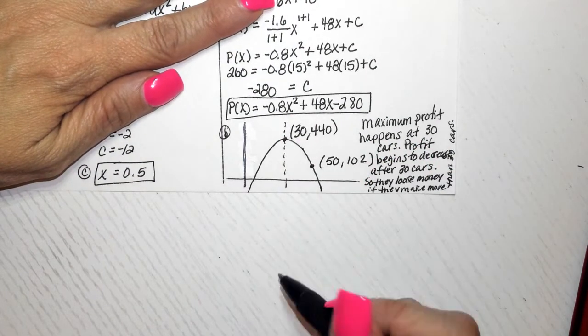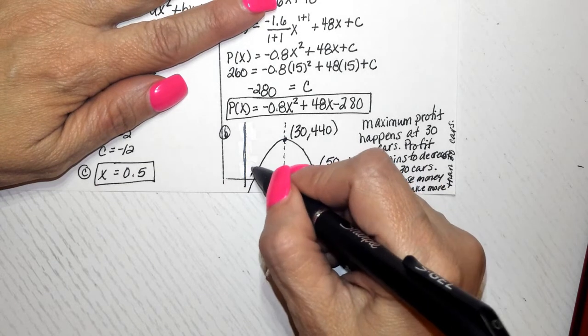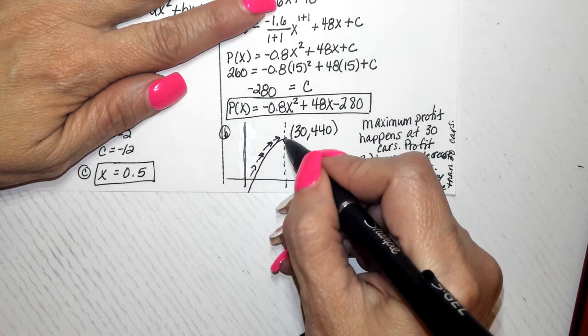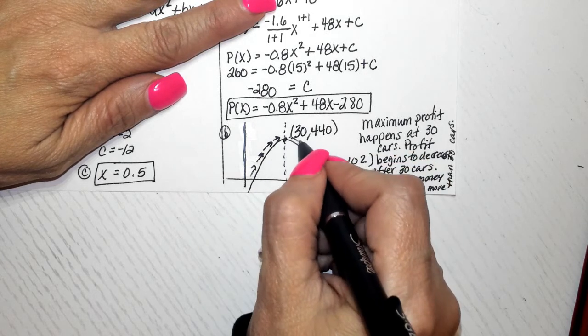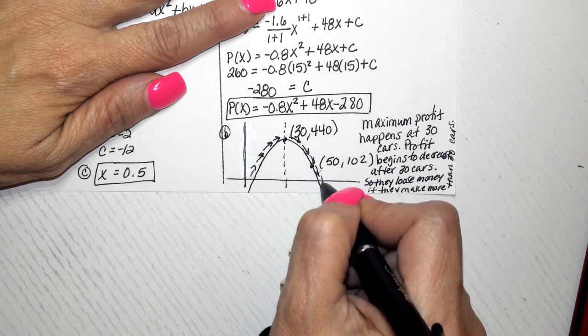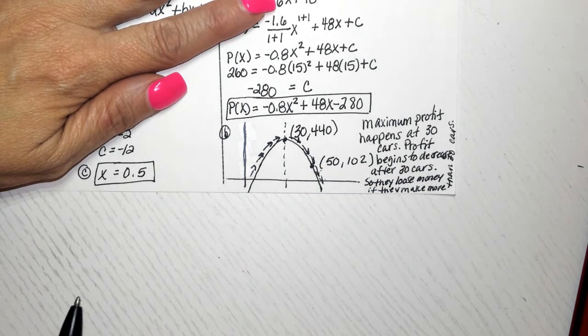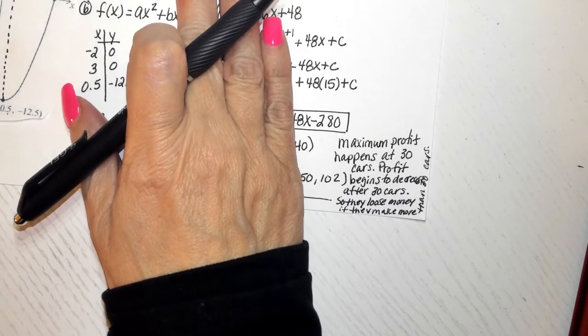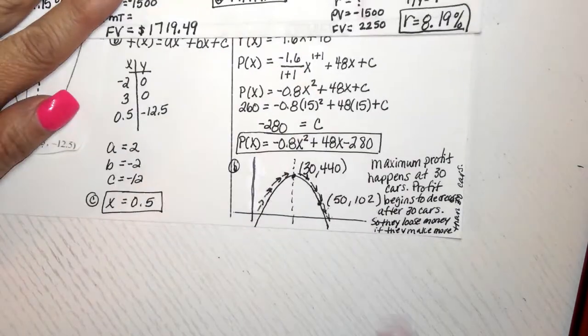The main thing on this problem is what they want to see. They want you to talk about how they're making money if they make up to 30 cars. But after 30 cars, they begin to lose money. They're losing money on the backside. That company's not making any money. All right, so I hope that helps you with your paper one.